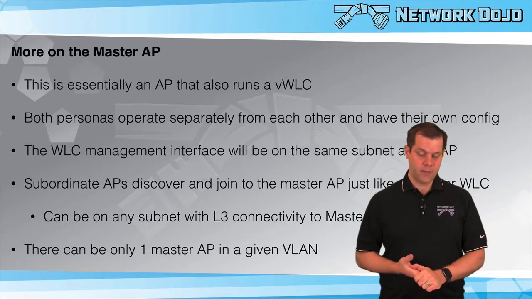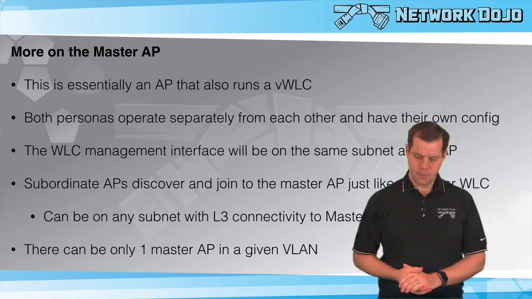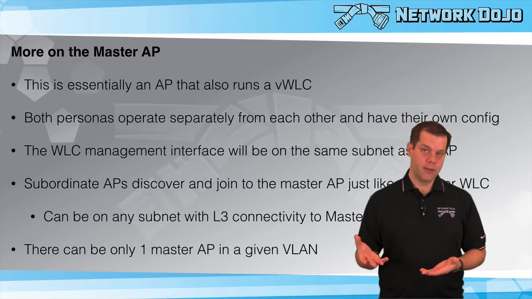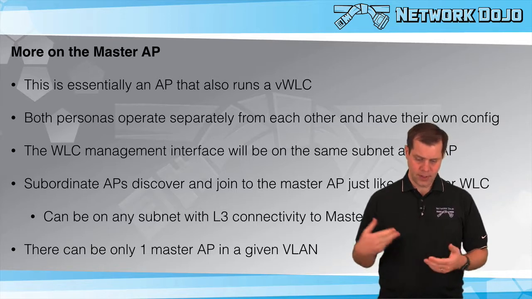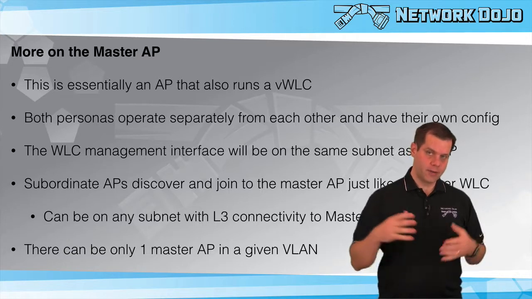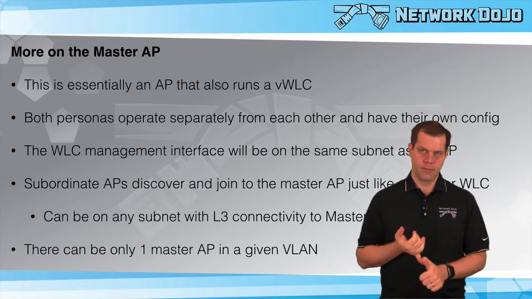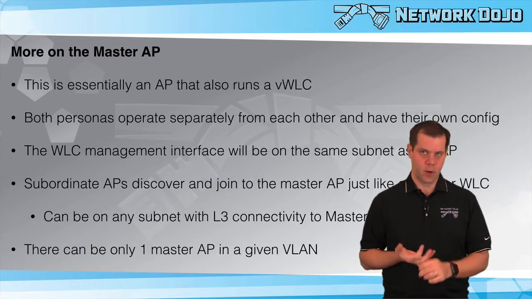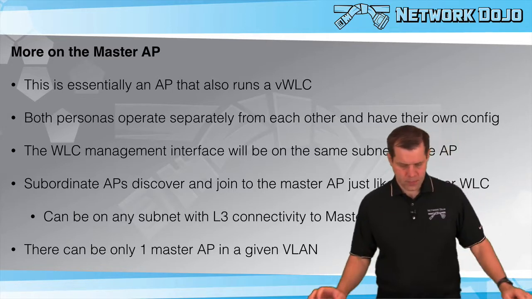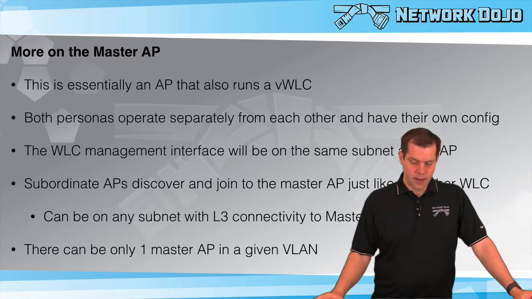Subordinate APs will discover and join that master AP just like any other controller that we've looked at up until this point. They need to learn about the management IP address of the master AP. They send it a discovery request, it sends a discovery response, and they send it a join request. It joins up, does all the normal join checks, regulatory domains and code versions and certificate types, all that type of stuff.